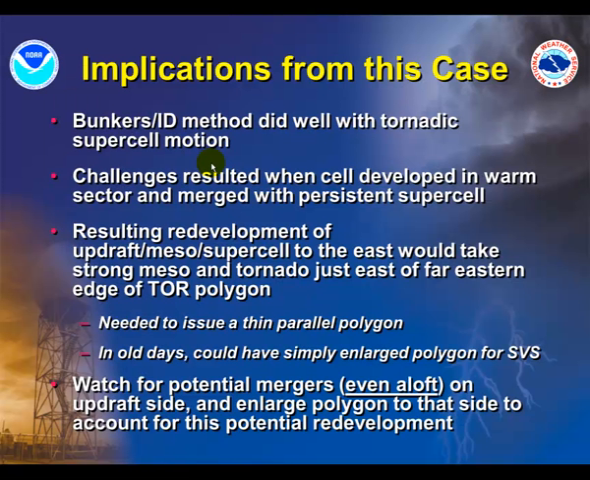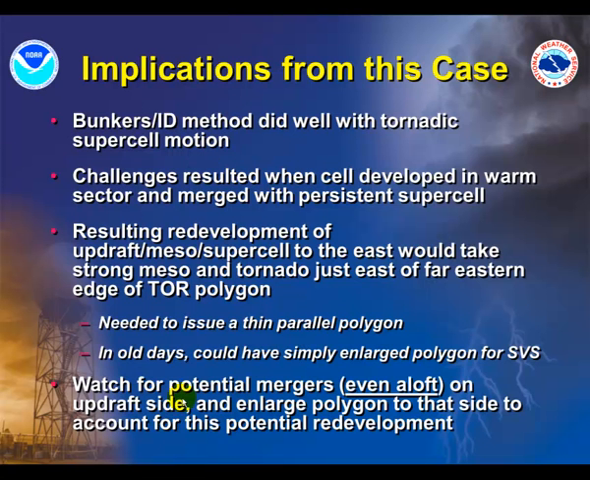So the implications are, the Bunkers ID method did a great job with the initial tornadic supercell motion. When we had a cell in the warm sector merge with a persistent supercell, that's where the problems began. With the resulting redevelopment to the east, it took it out of the initial polygon, and we had to draw a thin sliver polygon to the east of that initial one.